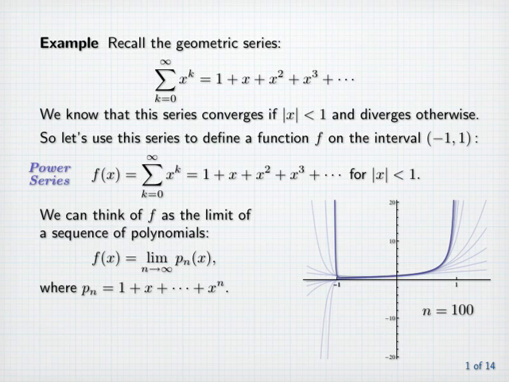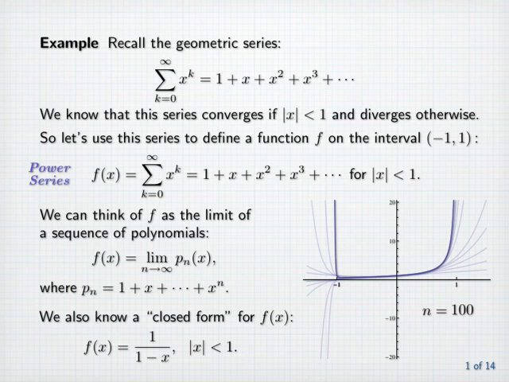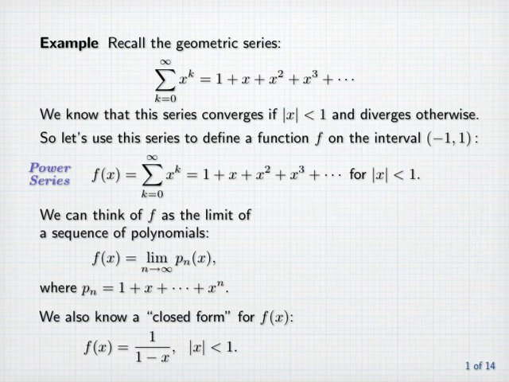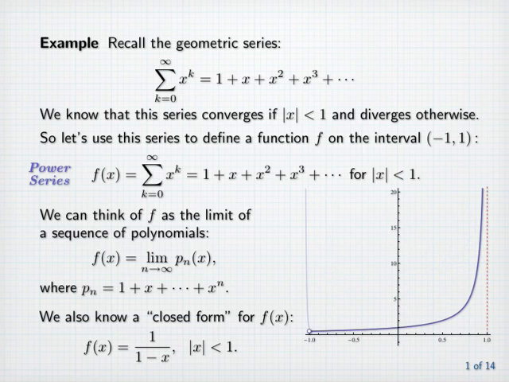Now let's remember that we know a so-called closed form for the geometric series, and so we also know a closed form for the function f of x. F of x will equal 1 over 1 minus x for all absolute value of x less than 1. So here's the graph of the function f of x, along with the polynomial p100. Notice that f has a vertical asymptote at the right-hand endpoint of its domain. It's undefined at the left endpoint -1, but it has a limit as x approaches -1 from the right.